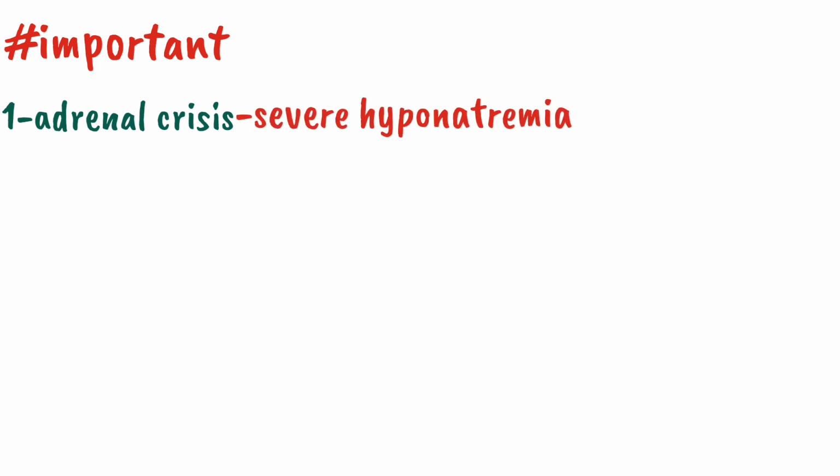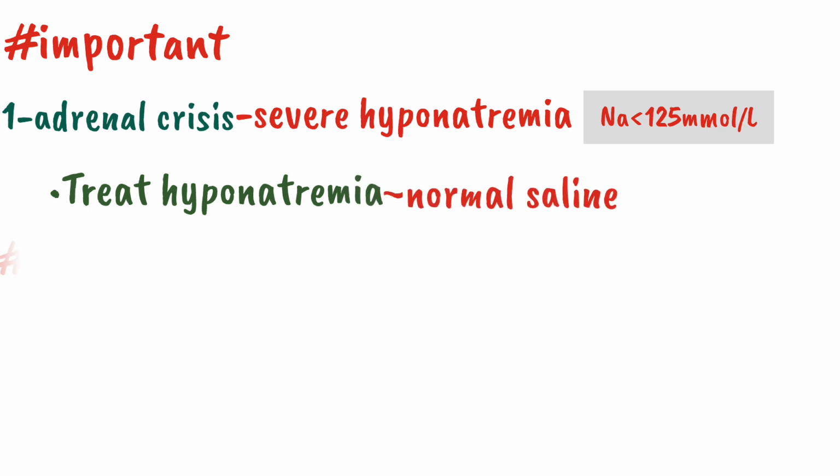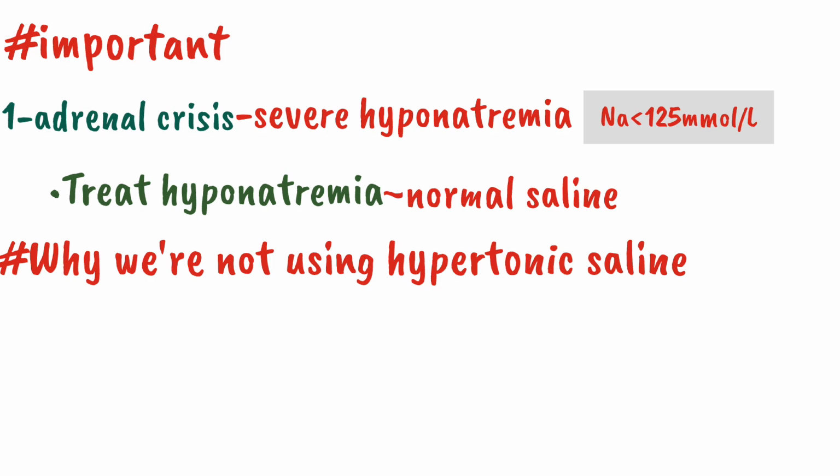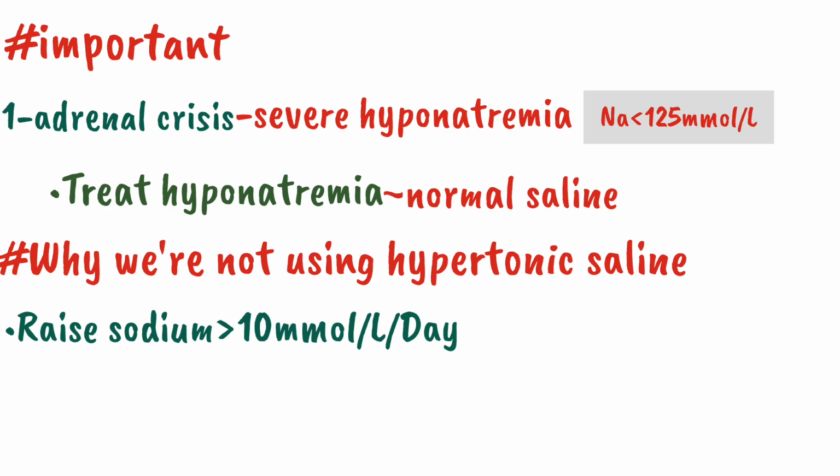At last, I will discuss two concepts which are very important to understand. The first one is that when a patient with adrenal crisis presents with severe hyponatremia, meaning when the sodium level is less than 125 millimole per liter, we treat the hyponatremia with normal saline. Why are we not using hypertonic saline? Because it will raise the sodium level by more than 10 millimole per liter per day. When the sodium is increased at this higher rate, it can cause central pontine myelinolysis, which is a demyelinating disease. So it is very troublesome. To prevent this, we use normal saline, which will slowly and gradually increase the sodium level.